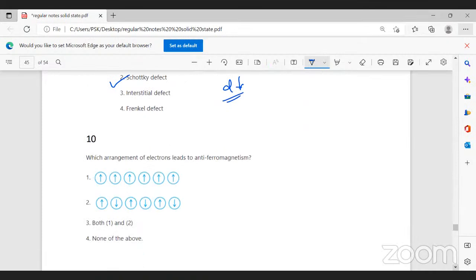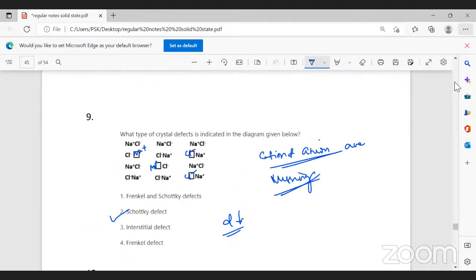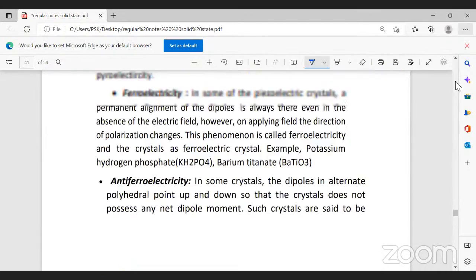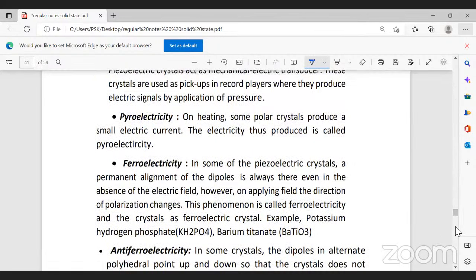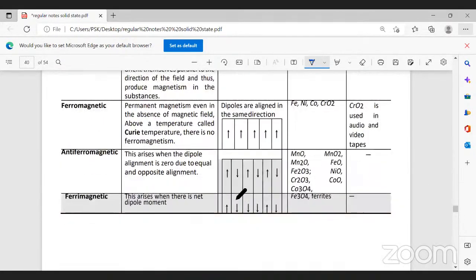Next, which arrangement of electrons leads to anti-ferromagnetism? I don't know whether we learned anti-ferromagnetism. Anti-ferroelectricity we have learned. Yeah, anti-ferromagnetism we have learned. Just observe here. One is upward spin, the other one is lower spin. Upward, lower, upward, lower. Now you can see one's upward, one is lowered, they cancel. Therefore, the net dipole moment will be what?